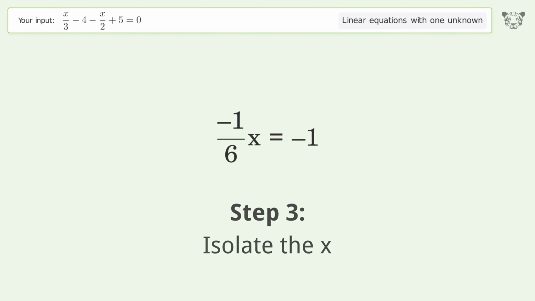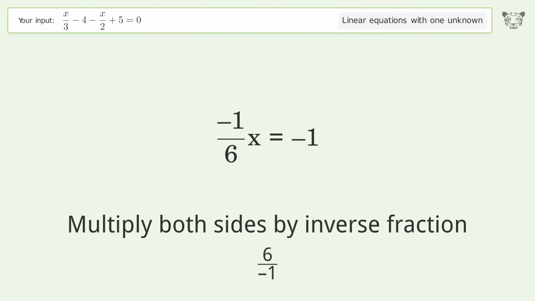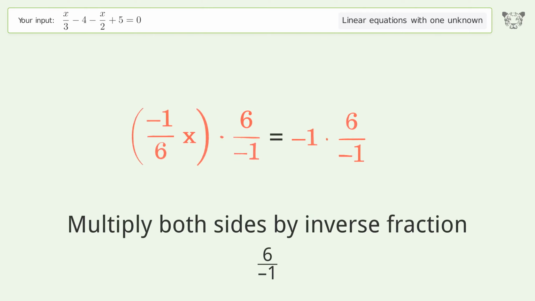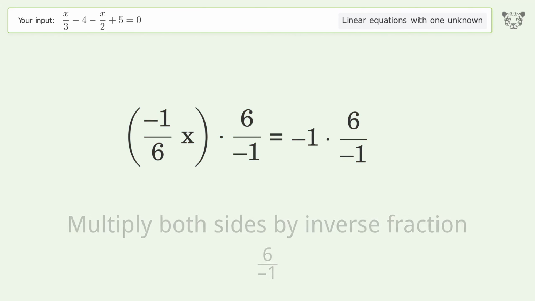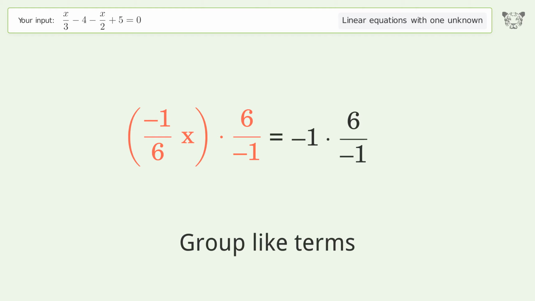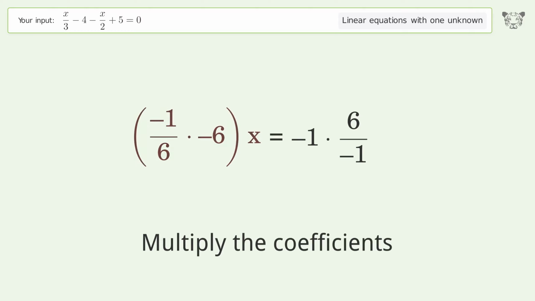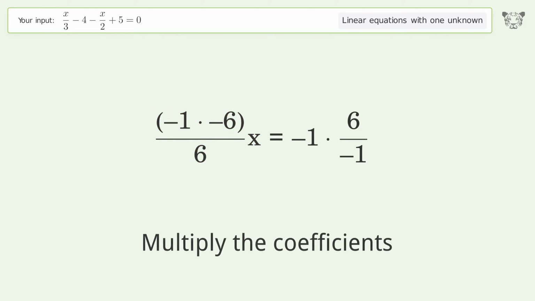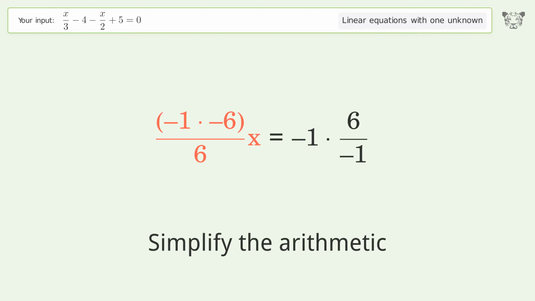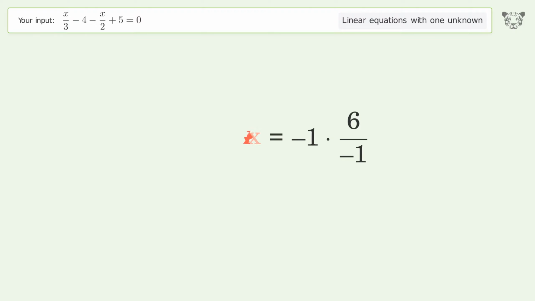Isolate the x. Multiply both sides by inverse fraction 6 over -1. Group like terms. Multiply the coefficients. Simplify the arithmetic. And so the final result is x equals 6.